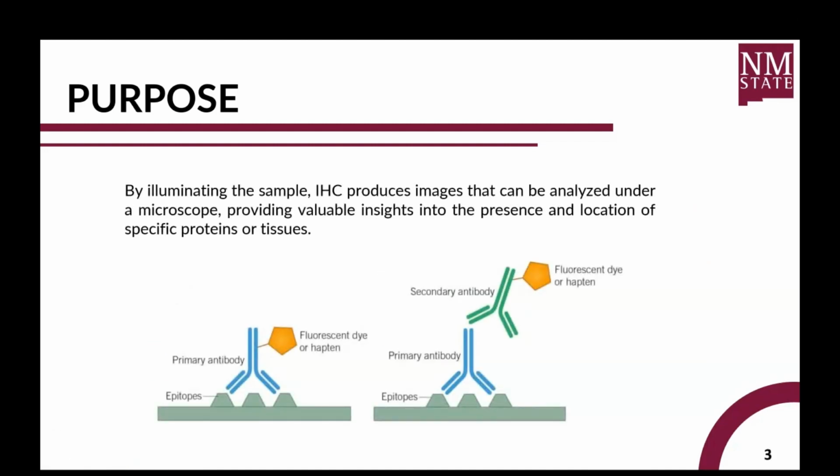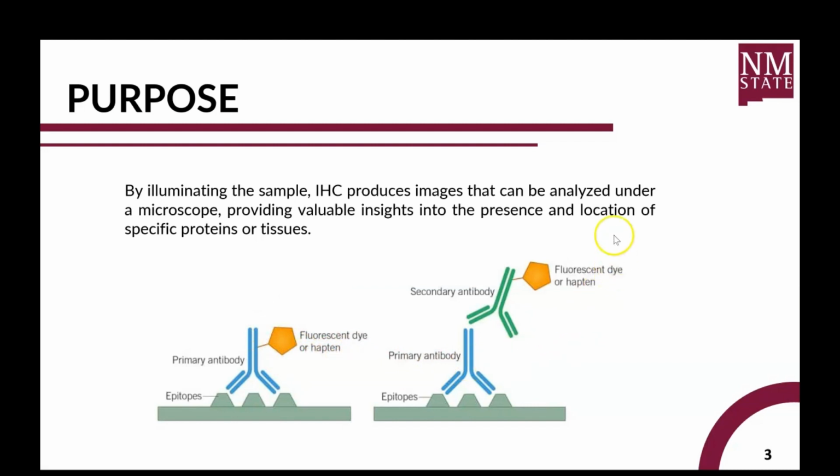The way that this protocol functions can work one of two ways. The first way involves a primary antibody that has a fluorescent dye or a hapten. The primary antibody specificity will attach to the desired tissue or protein inside of the cell. The fluorescent dye will then illuminate itself once placed under the microscope.